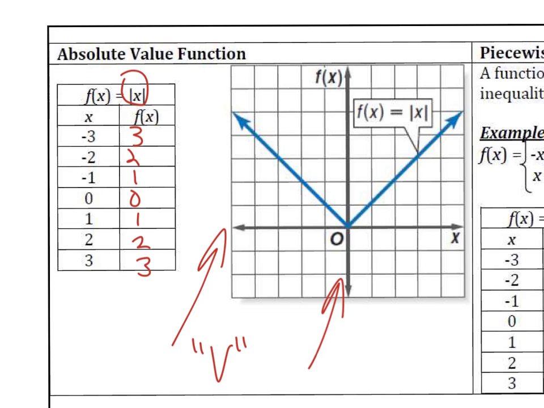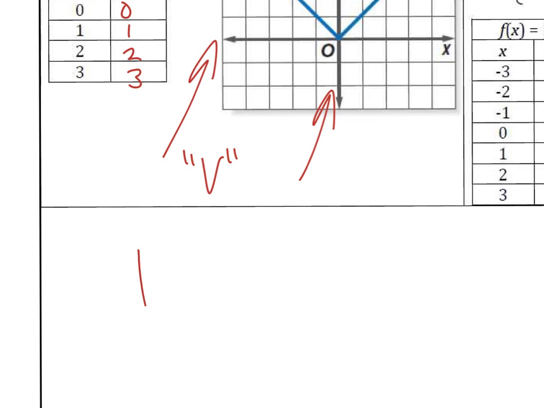It's different than a quadratic. A quadratic looks a little bit more like a combination of U and V. That's not what this is. This is going to be a perfect V.